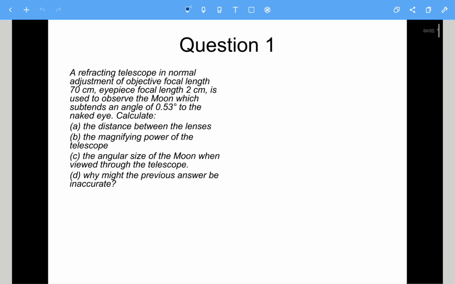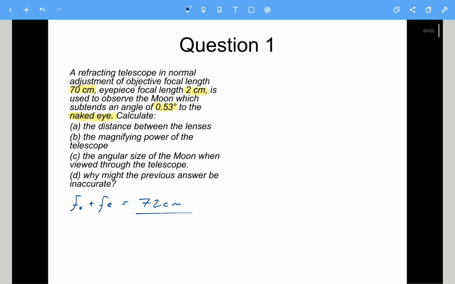Here's question 1. If you want to pause and attempt this one, then I'll take you through the answers. A refracting telescope in normal adjustment, of objective focal length 70 centimeters and eyepiece focal length 2 centimeters, is used to observe the moon, which subtends an angle of 0.53 degrees to the naked eye. That's important. Part A, the distance between the lenses. The distance between the lenses is simply f0 plus fE. That's 70 plus 2, which is 72 centimeters.